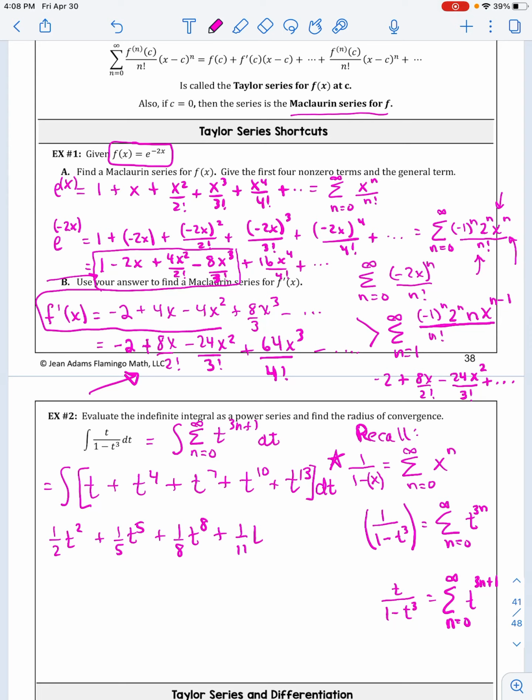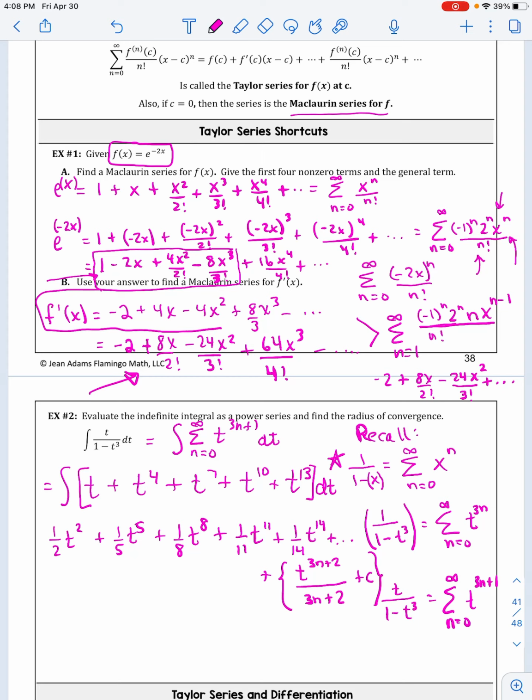Integration of t is 1/2 t squared. Integration of t to the 4th is 1/5 t to the 5th. Integration of t to the 7th is 1/8 t to the 8th. Integration of t to the 10th is 1/11 t to the 11th. And integration of t to the 13th is 1/14 t to the 14th. And then plus dot, dot, dot. And then here is your general term, t to the 3n plus 2 over 3n plus 2, and then plus c.